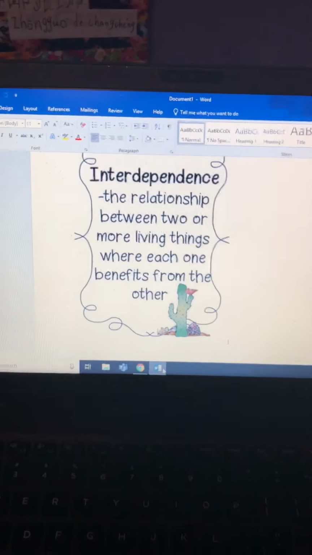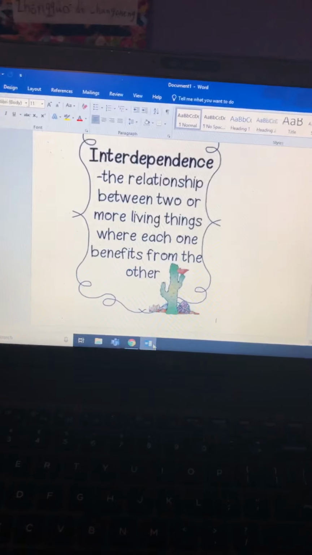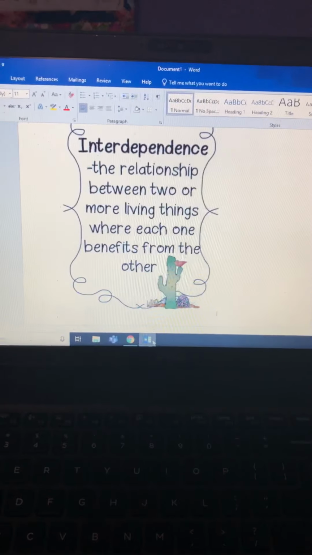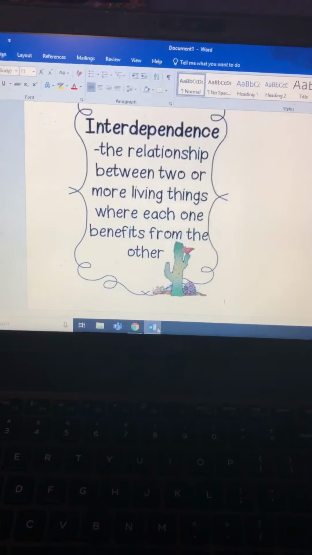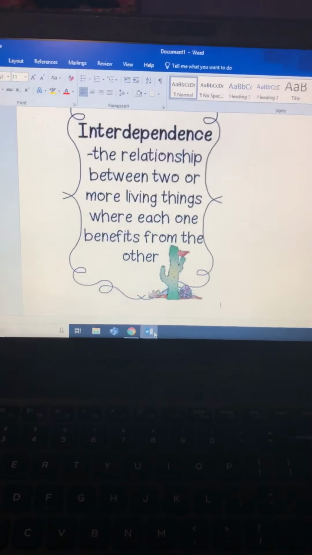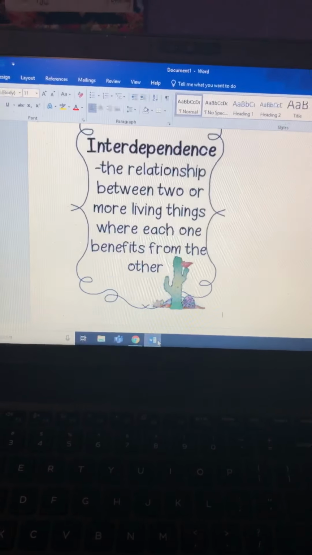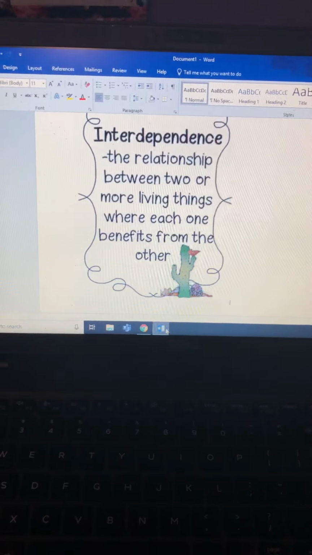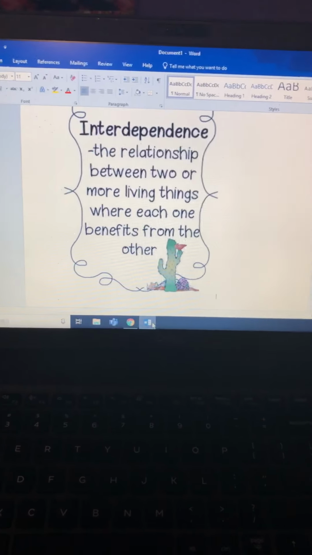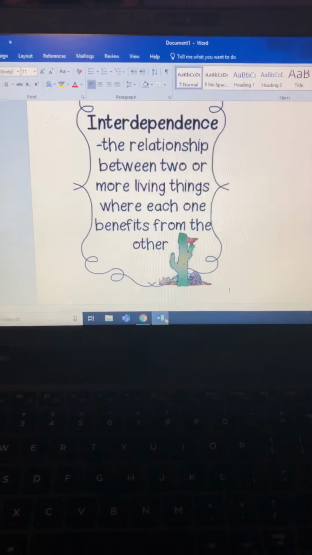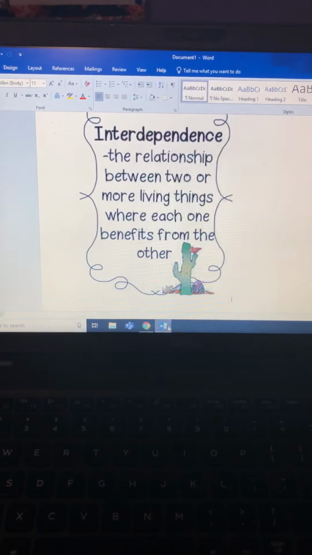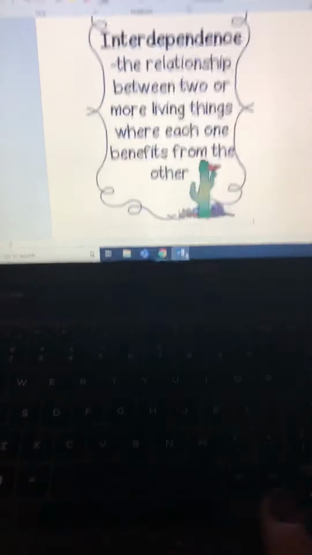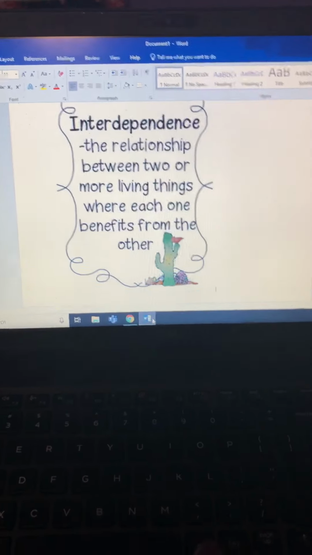All right. Well, like I said, we're going to be learning about interdependence. And that is the relationship between two or more living things where each one benefits from the other one. In other words, two or more living things depend on each other to survive and live. Just like, for instance, you depend on mom and dad to take care of you, to give you a place to live, to give you food, and things like that. So you depend on them, all right? But did you know that animals and plants depend on each other as well? They do.